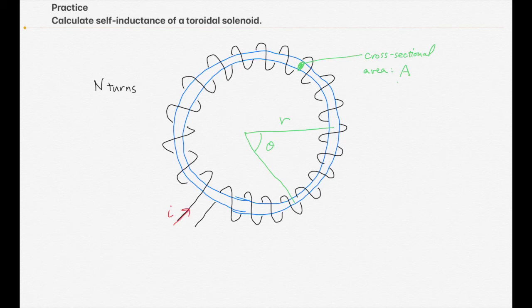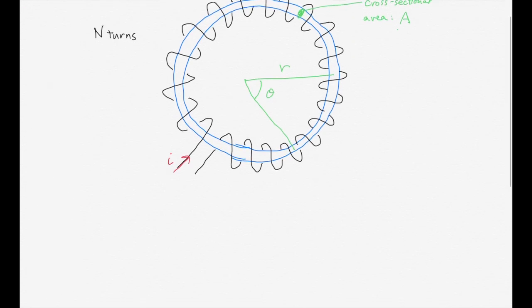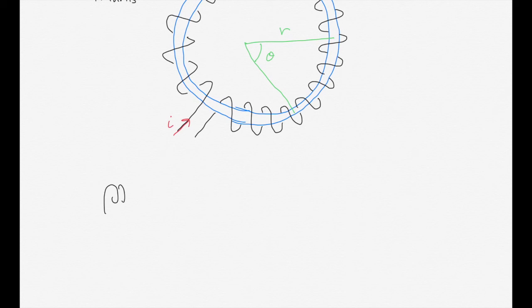In this practice, we'd like to calculate the self-inductance of a toroidal solenoid. But first of all, we'd like to explain the self-inductance. We consider the coil, and the current is flowing. The total magnetic flux of a coil is given by N times Φ_B, where N is the number of turns of the coil. It is proportional to the current, and the proportionality constant is given by L. This is the self-inductance.